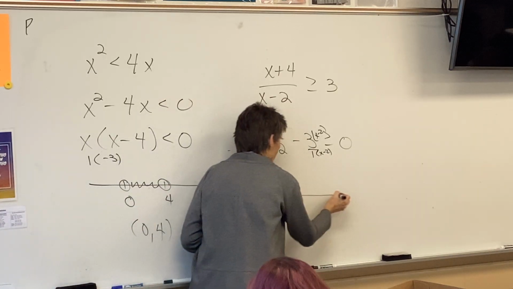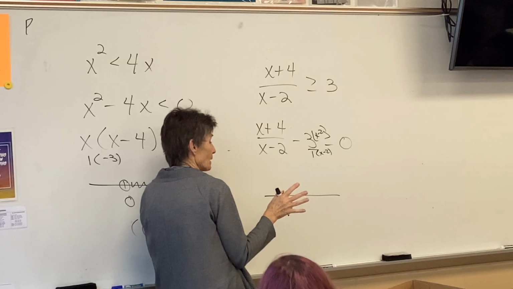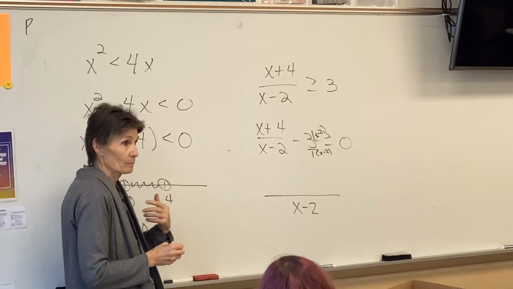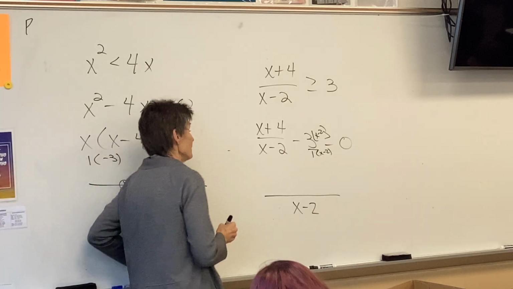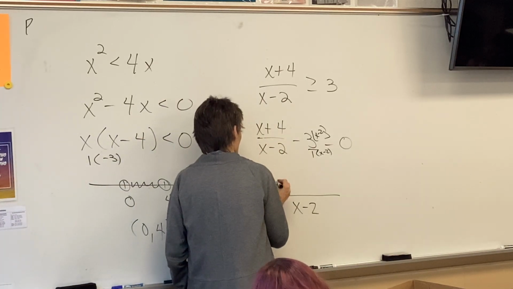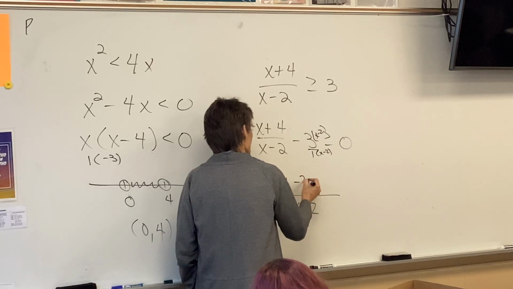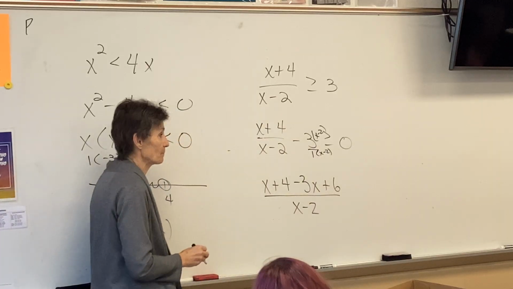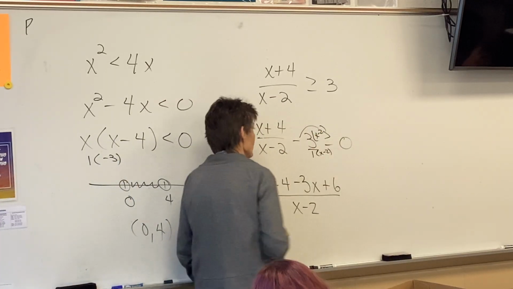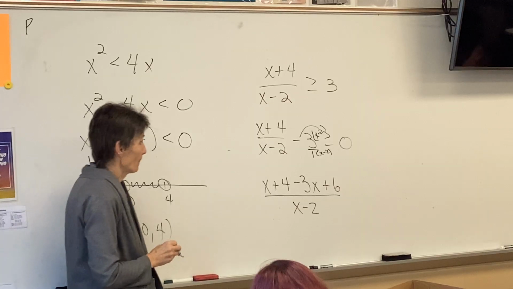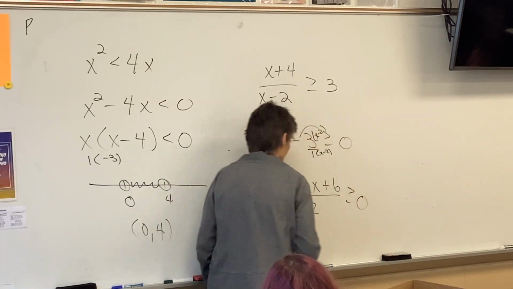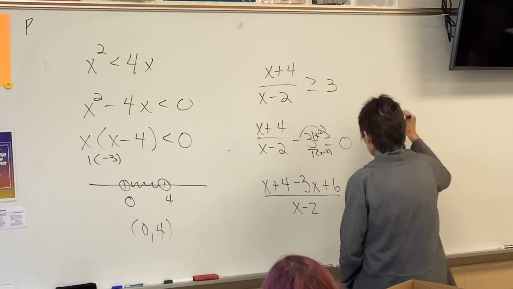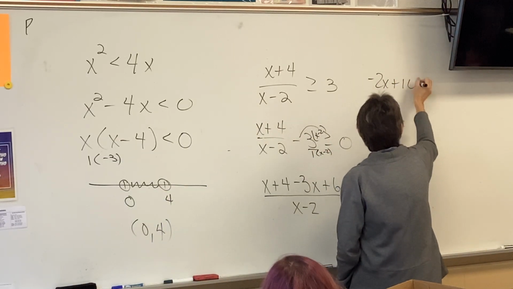So I have one big giant fraction. The denominator is x minus 2, because that's the common denominator. And then what's on top? x plus 4 minus 3x plus 6. We're distributing a negative 3, so it's going to be plus 6. And that becomes negative 2x plus 10.